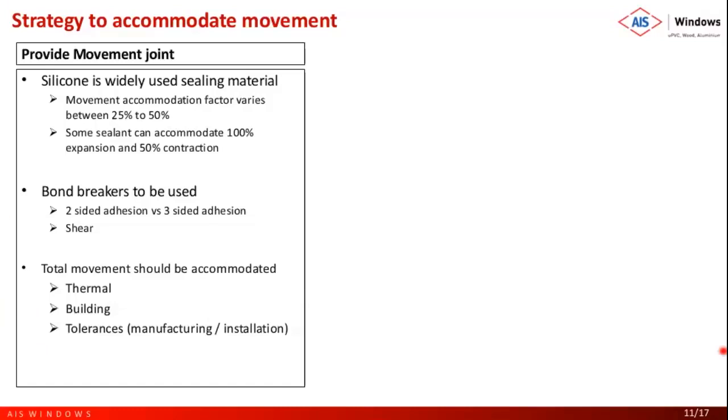So in case we are not sure what silicone is going to be used, we need to estimate all our movement based on a movement accommodation factor of 25%. Most sealants fall in this range.